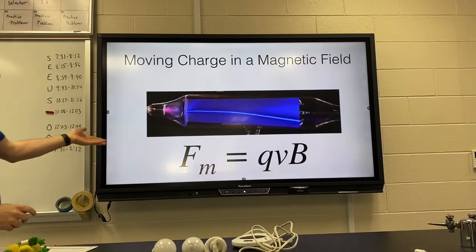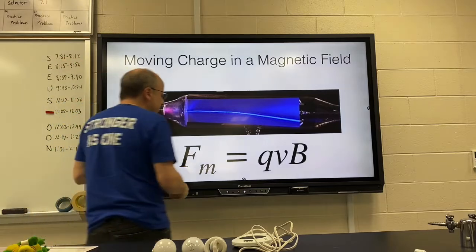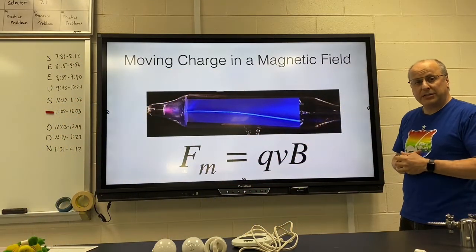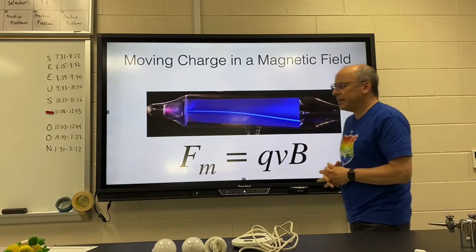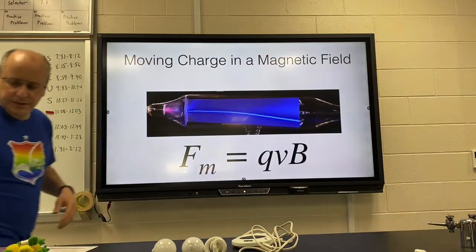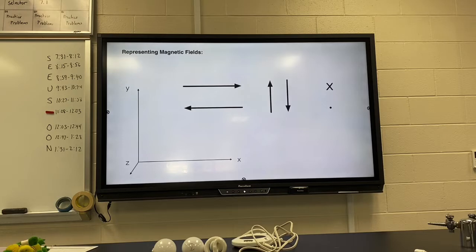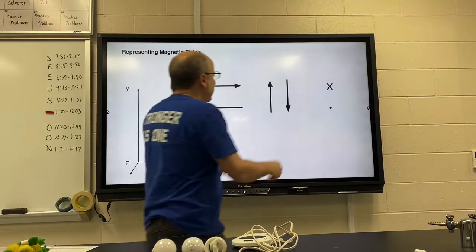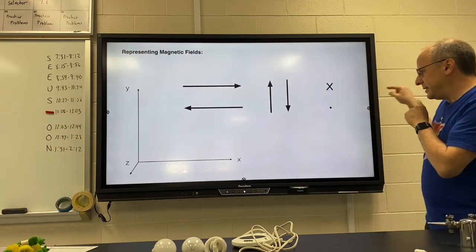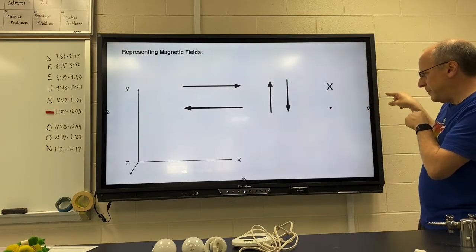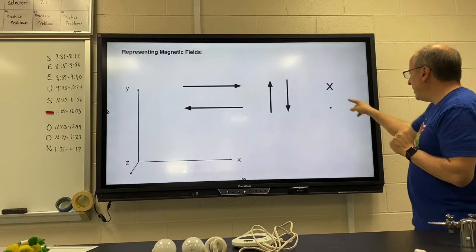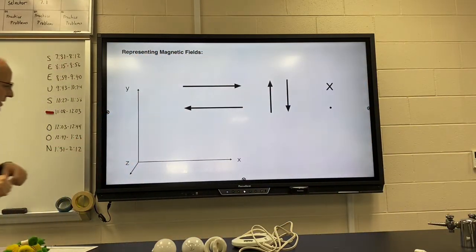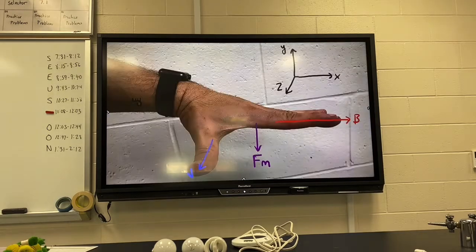We had the formula to calculate the force of magnetism. It's equal to the charge multiplied by how fast it's moving, multiplied by the strength of the magnetic field. We saw that we had to work in 3 dimensions. Remember, the x represents the negative z direction, something moving away from us, and the dot represented the tip of an arrow moving towards you. That's the positive z direction.